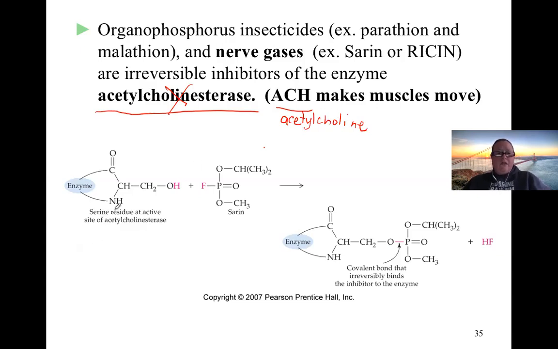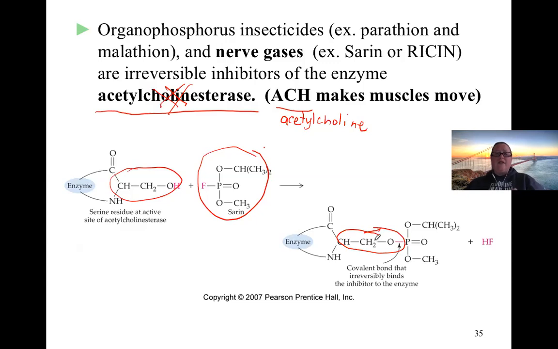This is the acetylcholinesterase enzyme right here, and right here is where the active site is, and here is some sarin gas. What happens is the sarin gas will chemically bind to that site, so this active site no longer has the same shape. Therefore, that acetylcholinesterase is completely blocked, and it will actually stop you breathing.